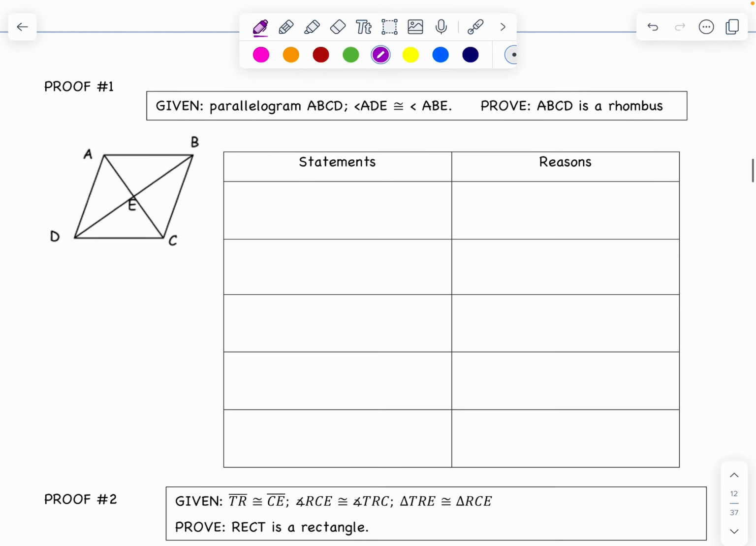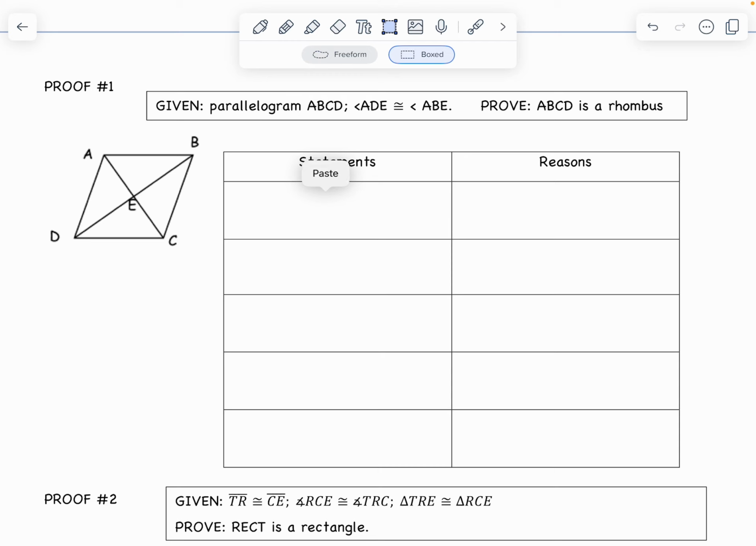Next up, proofs. All right, we're just going to do 2 quick proofs and then we're finished, you guys. So we're going to do one for a rhombus and one for a rectangle, just so you can kind of see how this plays out. Okay? All right, so proof number 1, we're trying to prove that ABCD is a rhombus. Okay, it certainly looks like a rhombus, right? But we're going to prove that. Okay, so here we go.